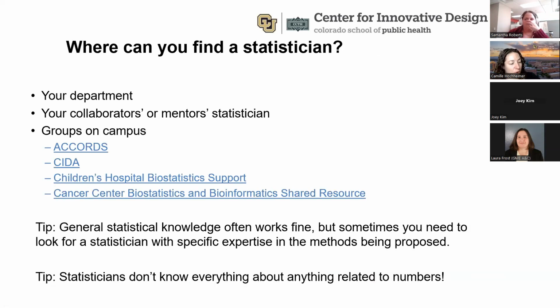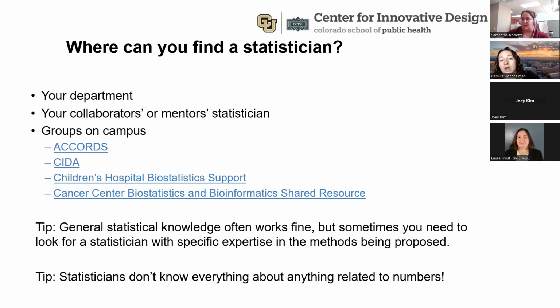So the next question is one we get asked a lot: where can you find a statistician? The best place to start is your department. See if your department has an agreement with a statistician or a group on campus. CETA has a bunch of different agreements across different departments and divisions.